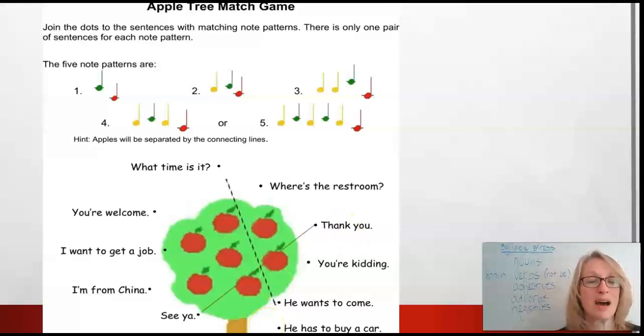The next one is the next easiest. We have three. You're welcome. Can you find the other phrase that has a pattern of three notes? You're kidding. Great. So that's quite easy. You just need a little minute to think about it. Pause the video and find the other ones that match the patterns and that also match the other phrases. So pause the video now, do that, and then we can look at the combinations together.